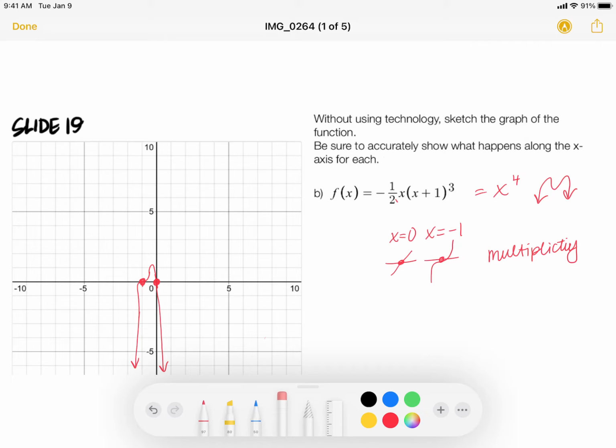Questions before we look at slide 20? Okay, let's check out one more example, slide 20. I will post these, by the way, after. I'm erasing it now just so I'm able to practice it once more with the next class period.